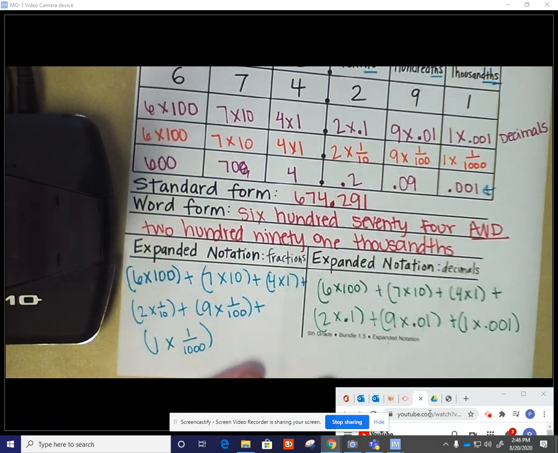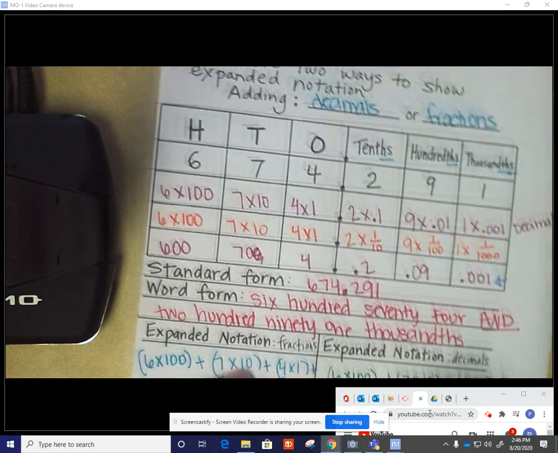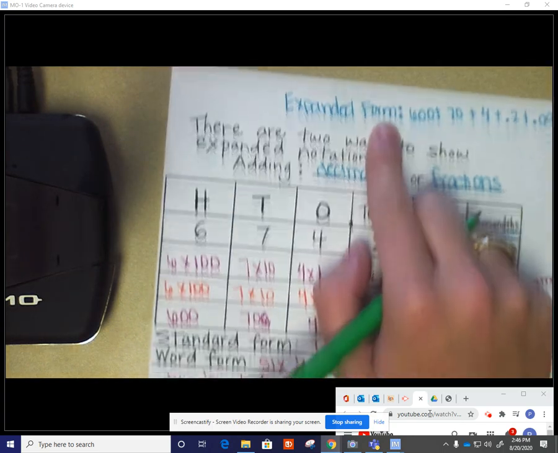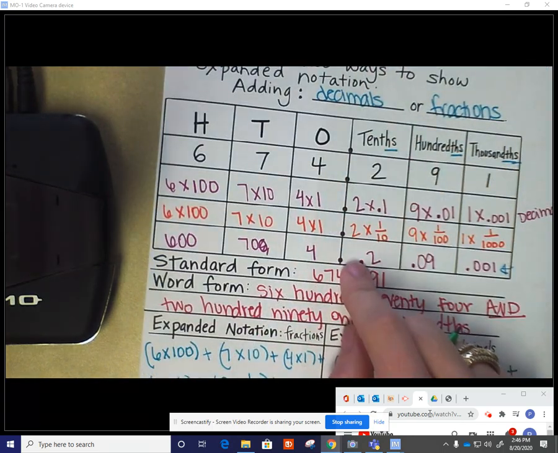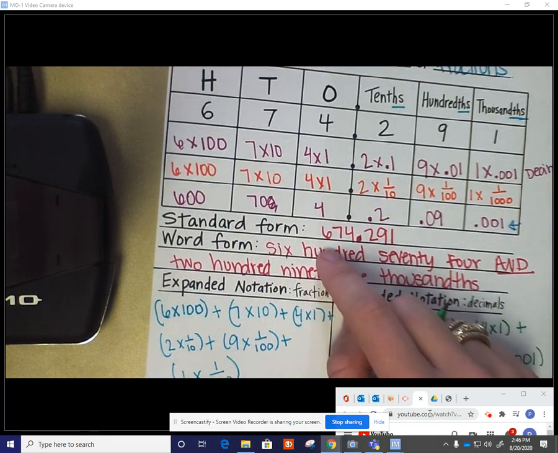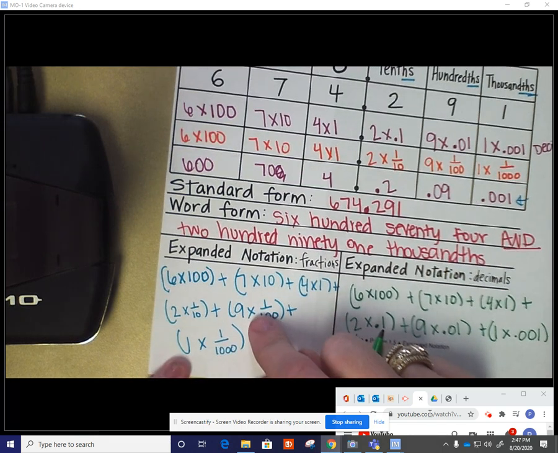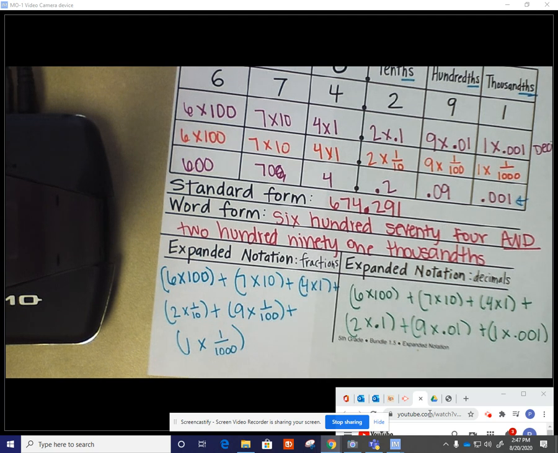Okay, so that is how we write a number in expanded form, standard form, word form, expanded notation with fractions, and expanded notation with decimals. Who knew there were so many ways to write a number? So now we're going to practice writing it in expanded notation for fractions and for decimals.